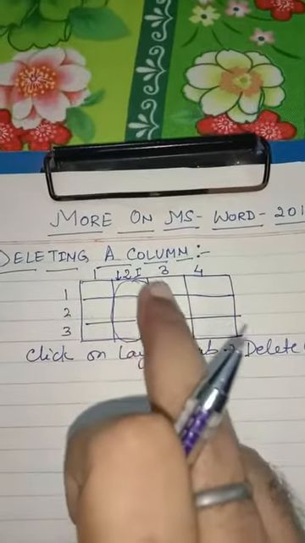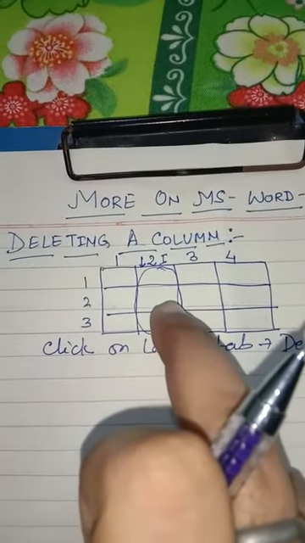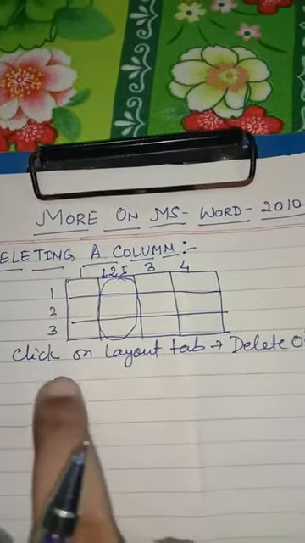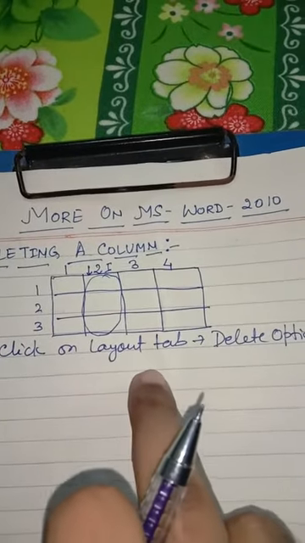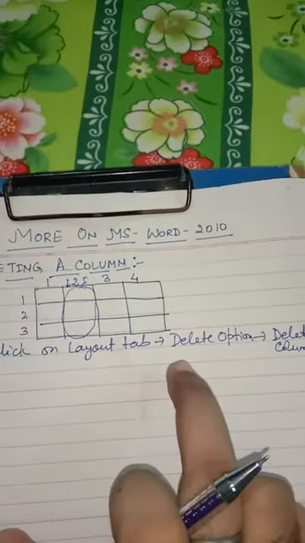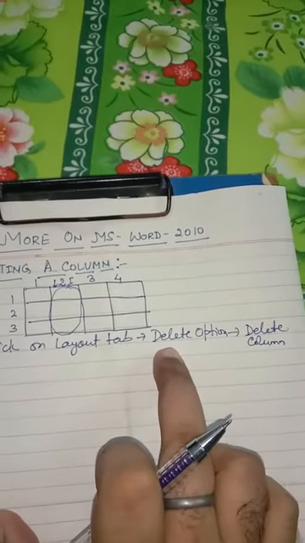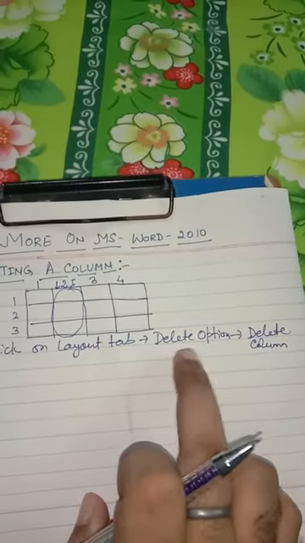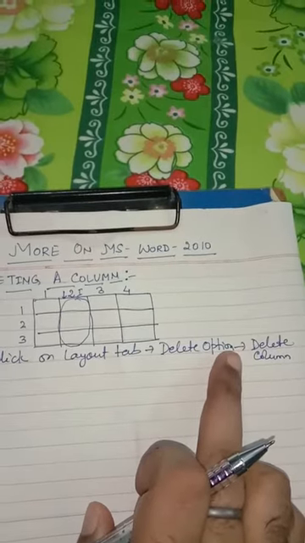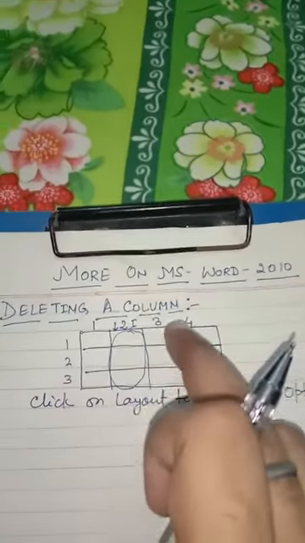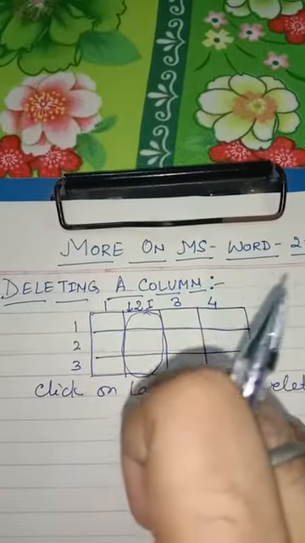So after selecting the column that you want to delete, the step you have to perform is just click on the layout tab. As soon as you click on the layout tab, move to the delete option, and from the delete option click on delete column. As soon as you click on delete column, the column that you have selected will get deleted.